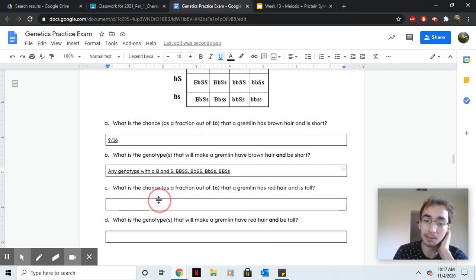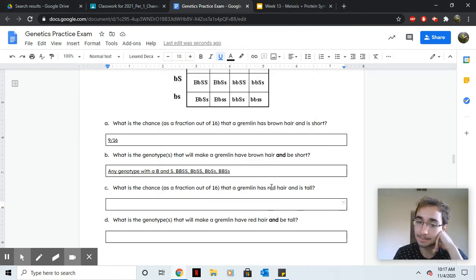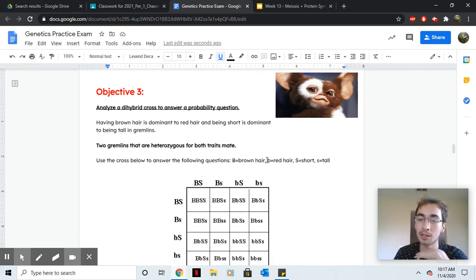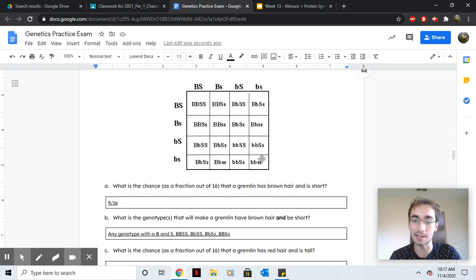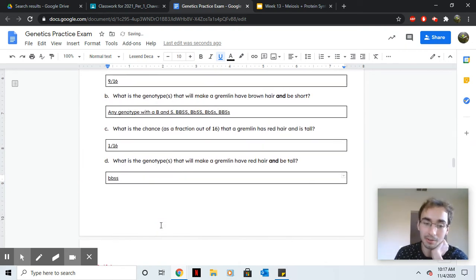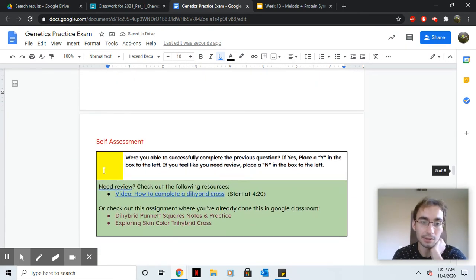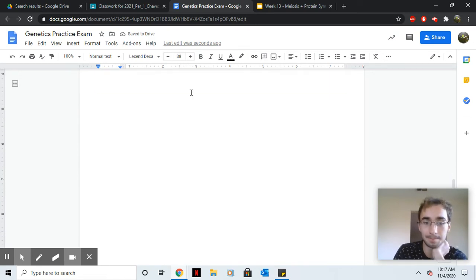What is the chance that a gremlin has red hair and is tall? So those are the 2 recessive traits. To be recessive, you should know you need 2 lowercase b's and 2 lowercase s's. And if you read the chart, only this kid has 2 lowercase b's and 2 lowercase s's. So 1 out of 16 will be tall and have red hair. What is the genotype? That one right there. Nice. So if you're able to do that, give yourself a yes, I'm good. If you need help, watch this video.